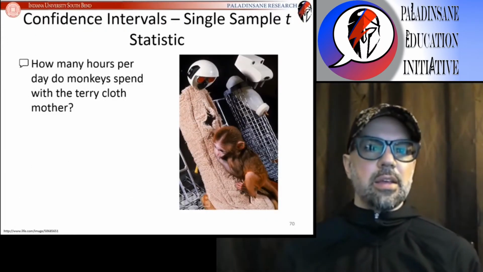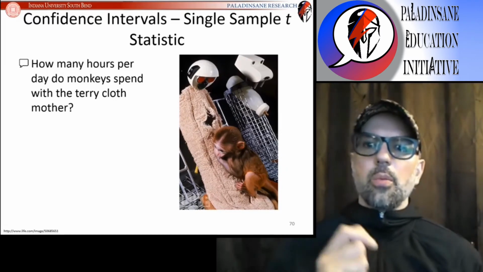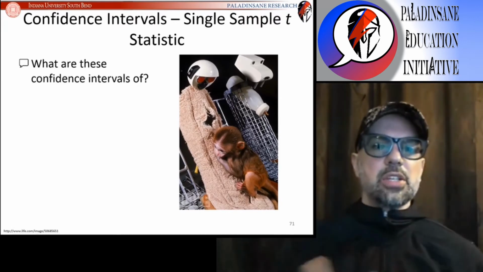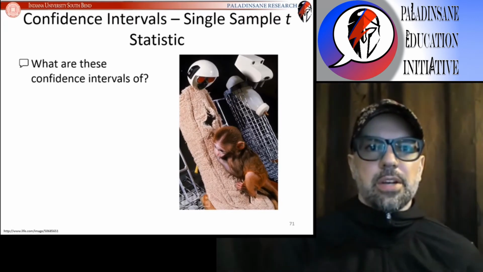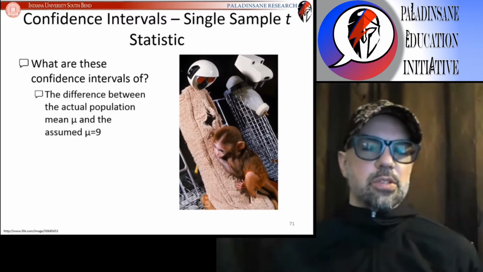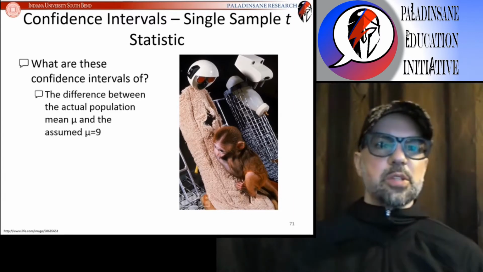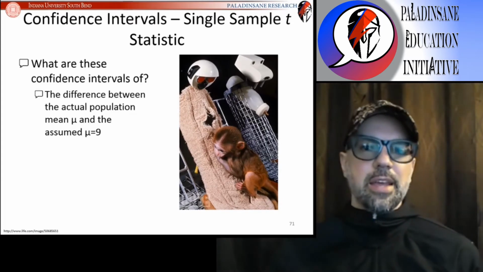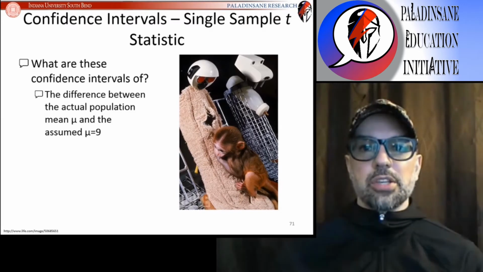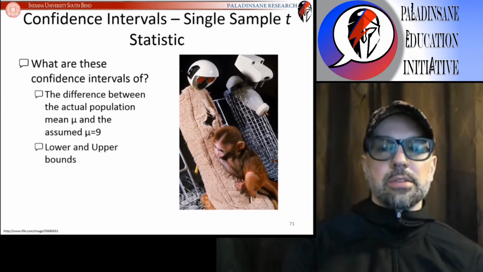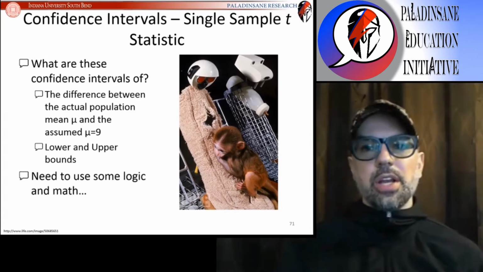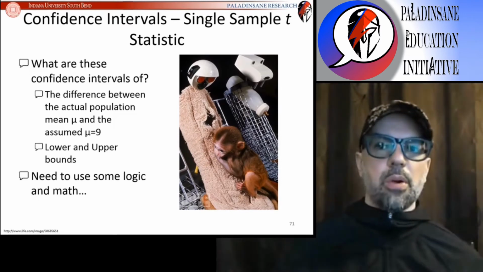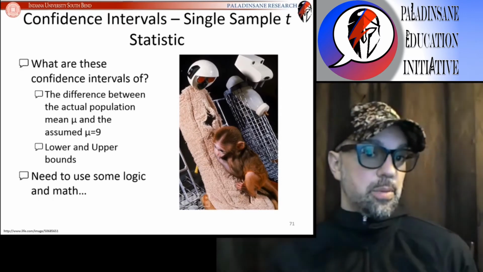So how many hours per day do the monkeys spend with the terry cloth mother? Well, we need to get this confidence interval data that we just calculated and put it into a form that people can understand. The way that I calculated it, the confidence interval is the difference between the actual population mean and the assumed population mean. So when we add 9 back in, it's just the actual population mean, and it gives you the lower and upper bounds. So we're going to need to use some logic and some math to put it into that point estimate plus or minus upper and lower bounds format that we want to get it to.